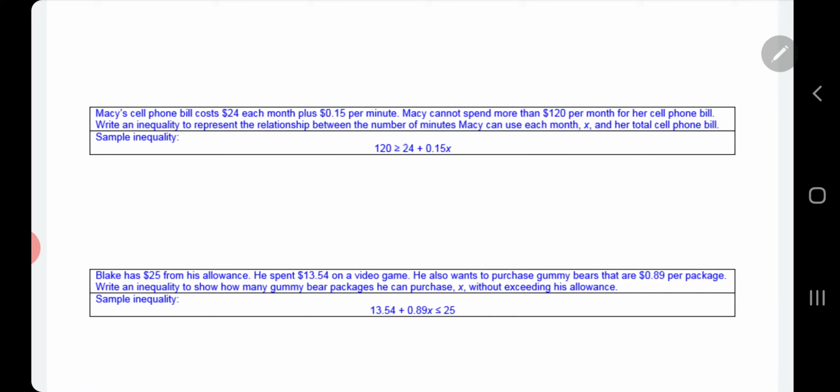We need the amount that she spends to be less than or equal to 120, because that's the max that she spent, $120. So we want what she spends to be less than or equal to 120. Once again, the sign indicates that it is less than. The 120 has to be greater, hence why the alligator mouth is opening up towards it.